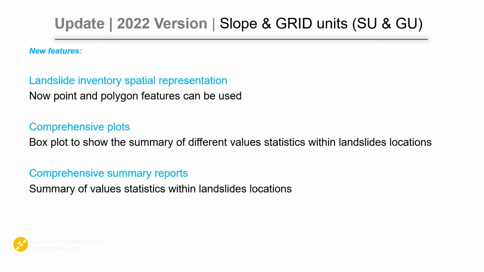In here as well, one of the new features is that we are now able to deal with points and polygons together. If you have points representing a landslide inventory, or polygons representing a landslide inventory, both can be used in this current tool. Also, we added comprehensive plots. Most of the time when you have reports, now they include bar and box plots, for example, so it will be easier for you to understand the behavior of the data.